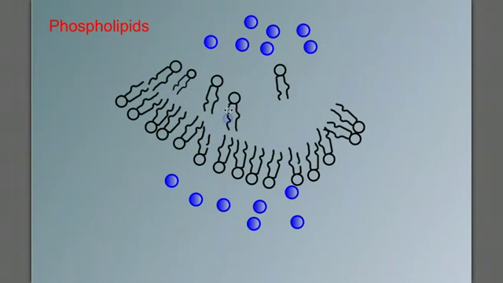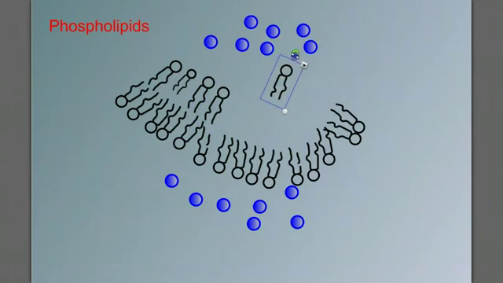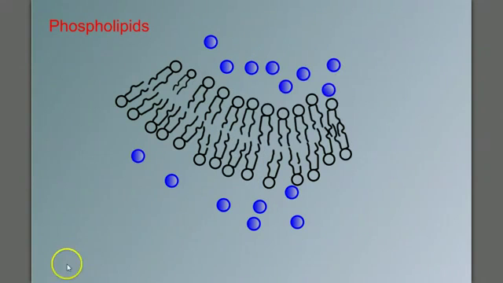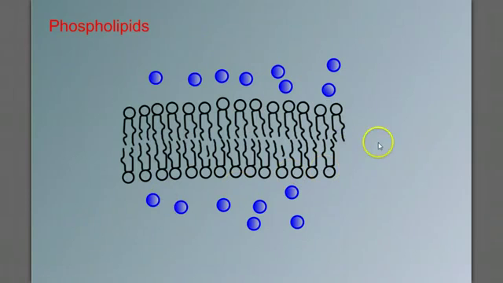You can see that as we have water on both sides, these lipids are going to form a bilayer with the phosphate heads pointing out in the direction of the water and the hydrophobic fatty acid tails pointing in. And we get this bilayer, this double layer of phospholipids. Due to the chemical properties of these molecules, these phospholipids will self-assemble into this bilayer.